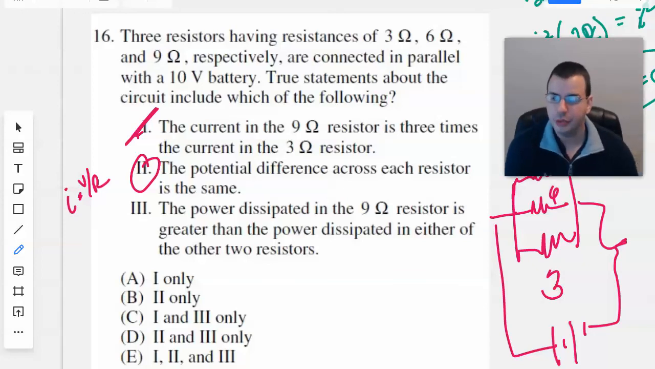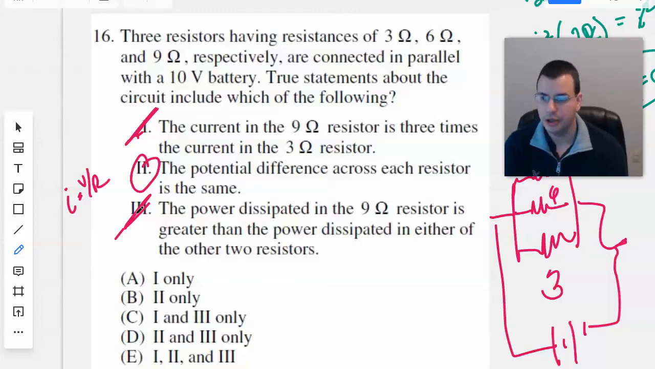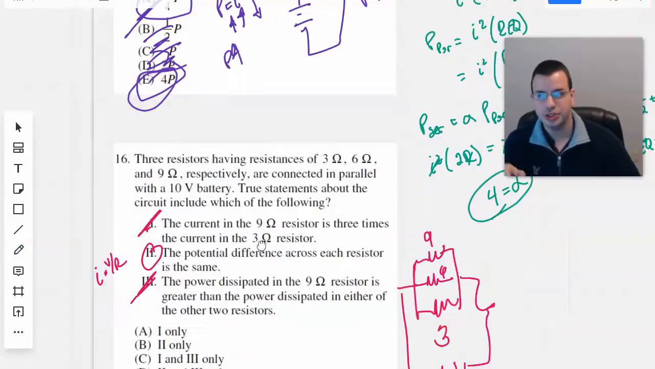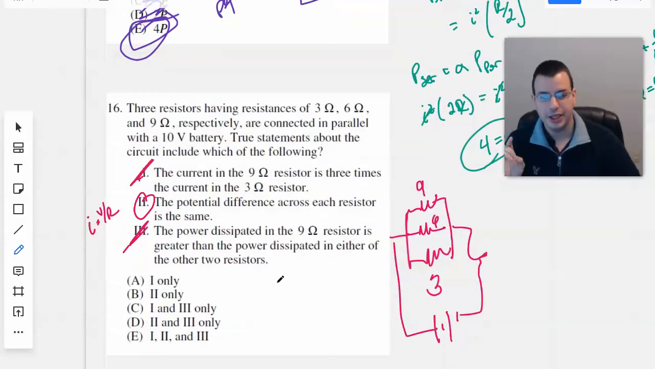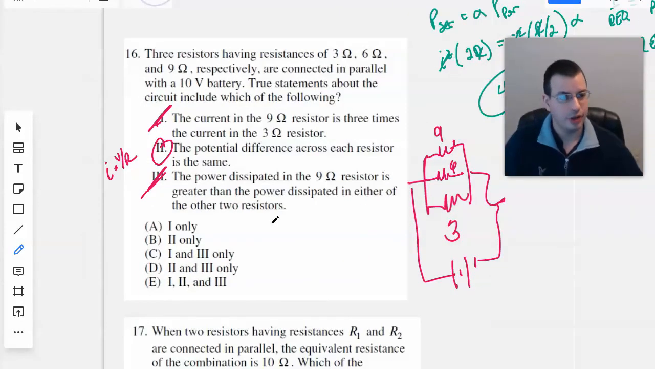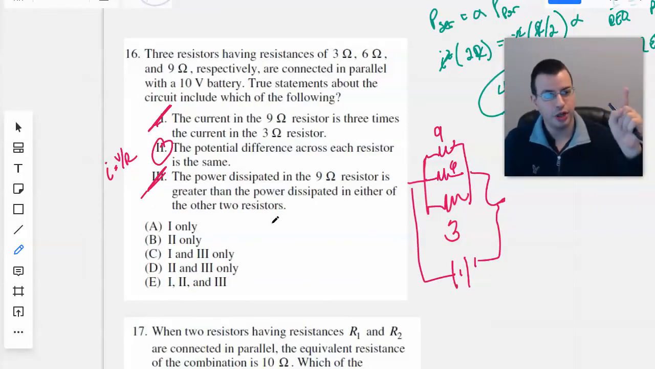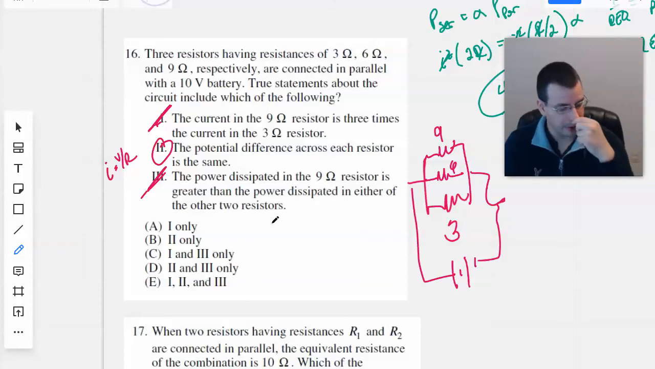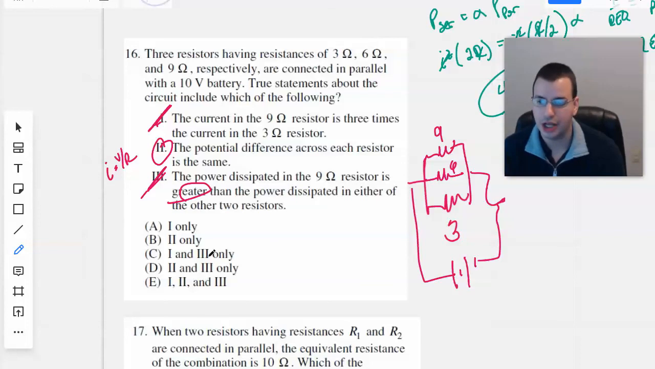The third one: the power dissipated in the 9 ohm resistor is greater than the power dissipated in either of the other 2 resistors. False, for the same reason as the previous question. As the resistance goes down, the current goes up, and that current going up is what dominates the power dissipation for your I squared R losses. Your highest resistor is going to have the lowest current, which will provide the lowest power dissipated. So this whole greater thing is not true, and the only one that will be true is B.